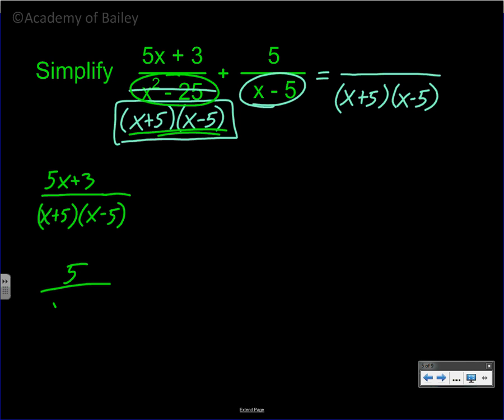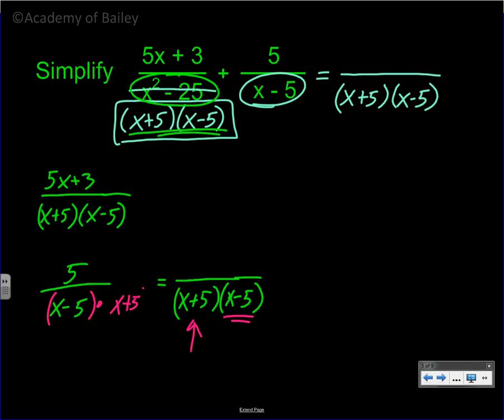The next fraction is the one that we have to work with. So we have x plus 5, x minus 5 is our common denominator. So what did you multiply x minus 5 by to get the common denominator? There's x minus 5, so it looks like we multiplied it by x plus 5. And therefore you multiply the top by x plus 5 also, which will give you 5x plus 25.